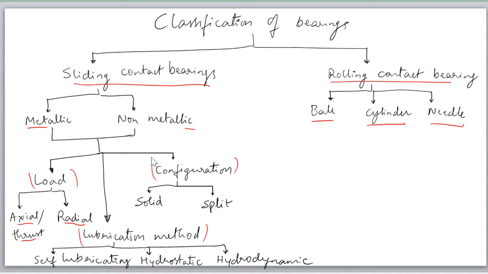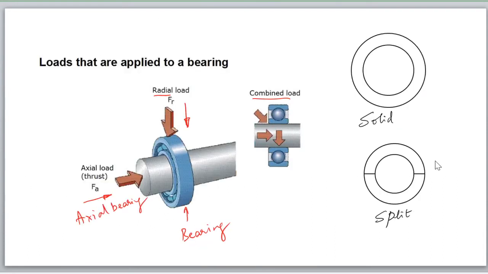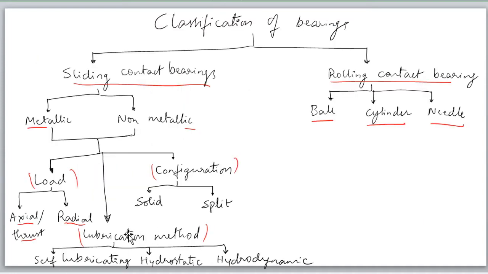And now the next one is the classification based on configuration. It is classified into solid type and split type. Here you can see this is the solid type of bearing, where the bearing is of one full circle, it is one single piece, whereas in the split type the bearing is made of two halves. And the another classification is based on lubrication method, that we will see in the next slide.